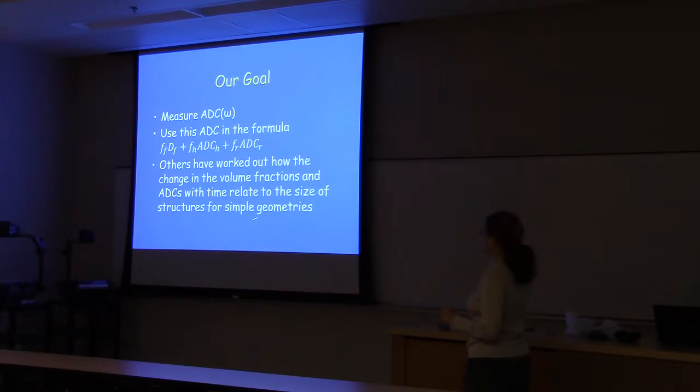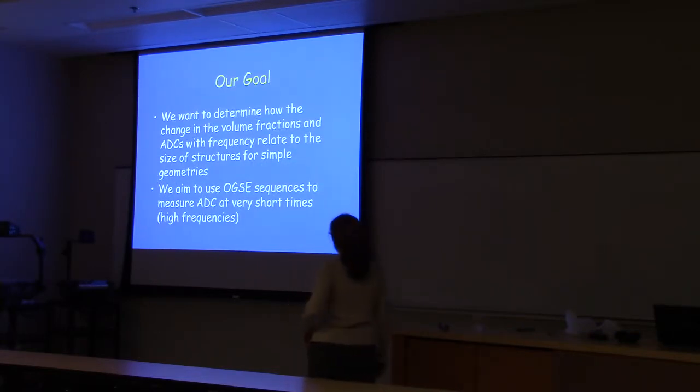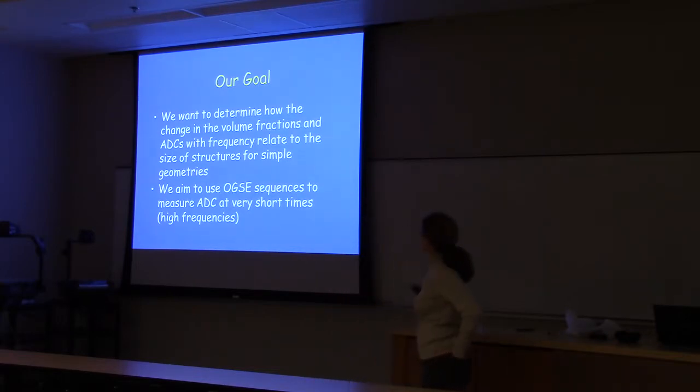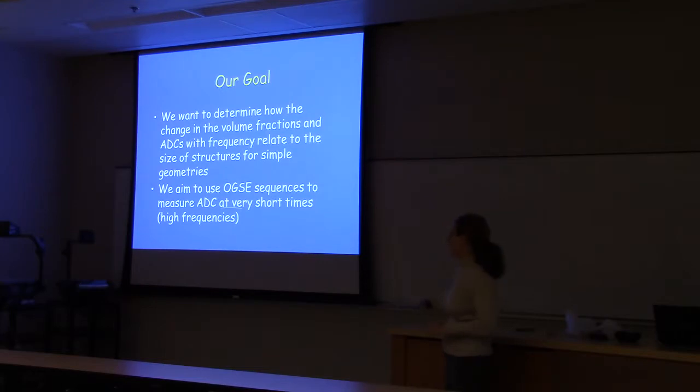Others have worked out how this works as ADC is a function of time. Our goal is to change it to frequency. And so we're starting with simple geometries and then we're going to go to a mouse brain. So we want to know how the changes in the volume fractions of the ADCs and the types of things change to relate to the sizes of simple structures, which is what we're starting with. And we're using this OGSE sequence to measure this ADC at very, very short time. So we're going to very high frequencies.